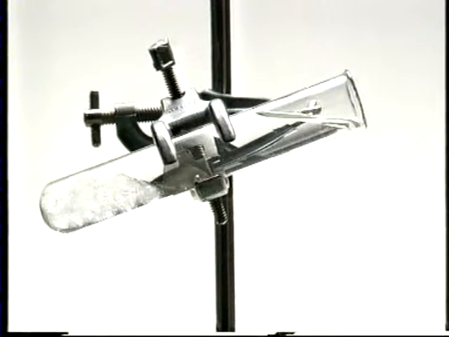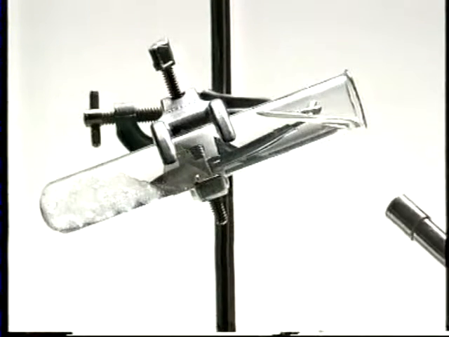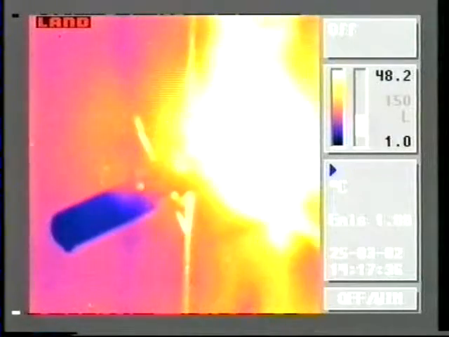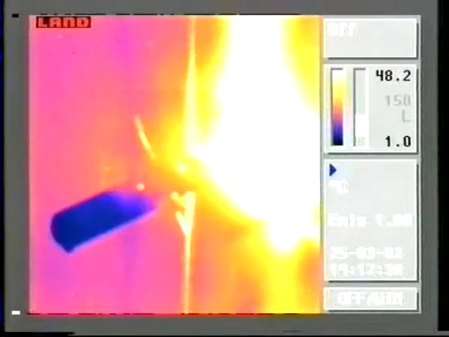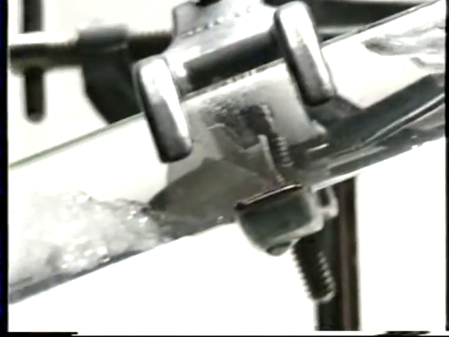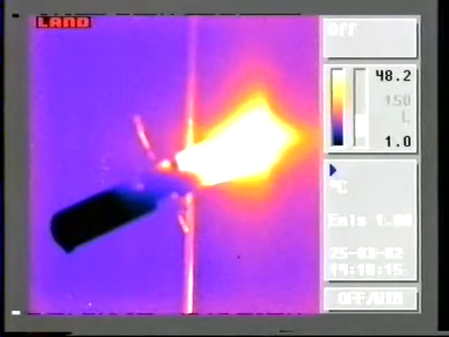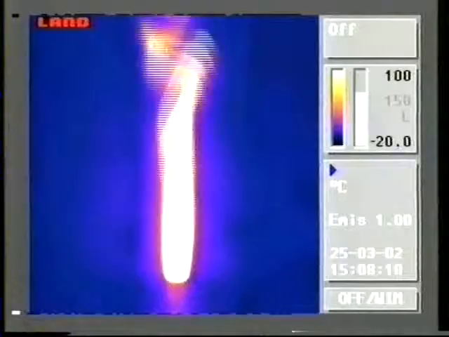Most liquids are poor conductors. Take a test tube of water with some ice at the bottom held by a gauze. If we heat the water at the top, what happens? The water at the top boils without melting the ice at the bottom. There's little conduction of heat down through the water.